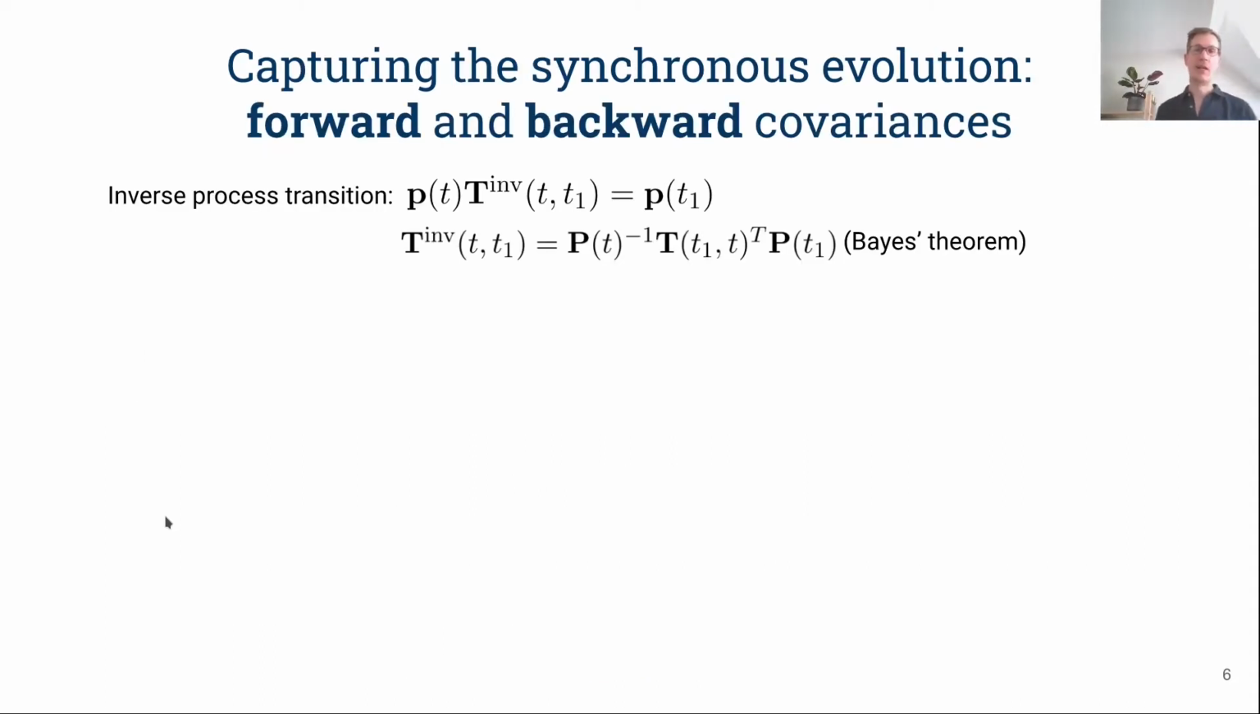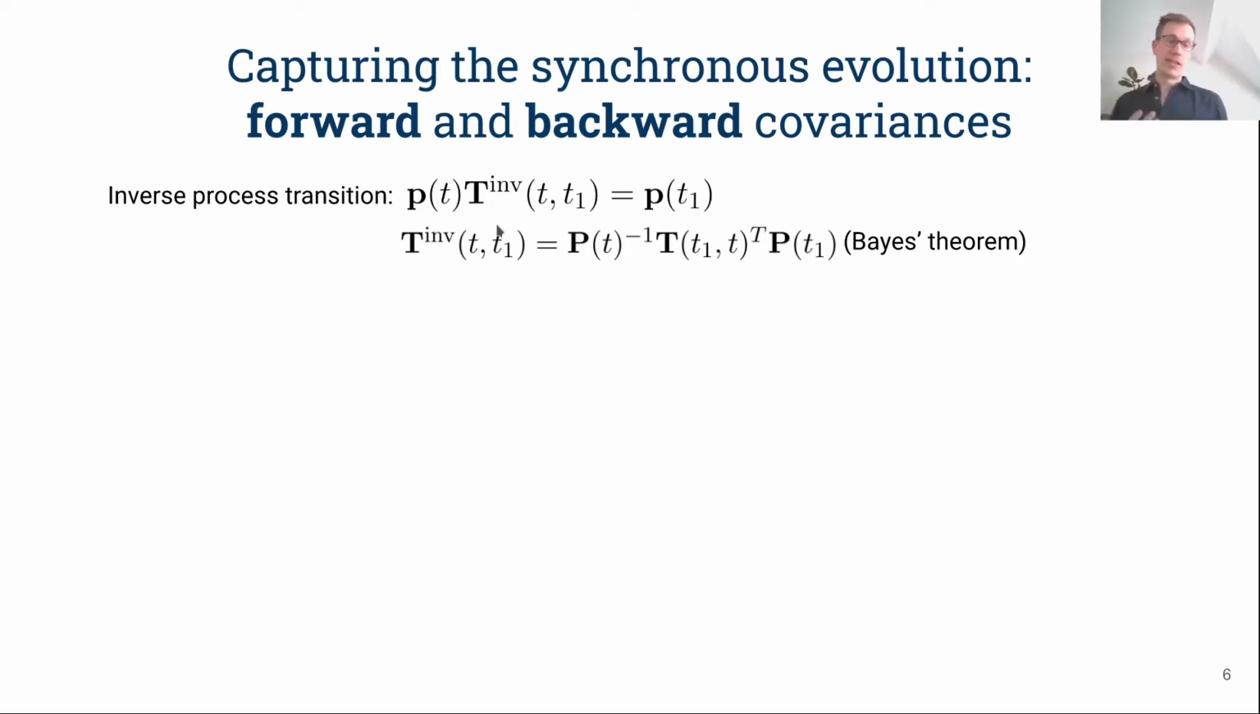Well, we can define a forward and a backward covariance using the inverse process transition matrix, Tinv, which is the matrix that, if you start the process at T1 and let the diffusion happen until T, is the matrix that will make you come back from T to T1.